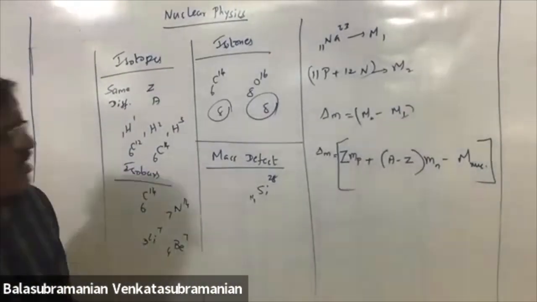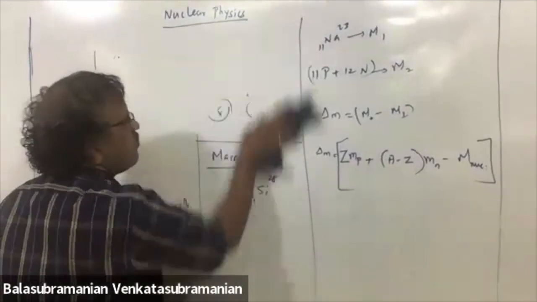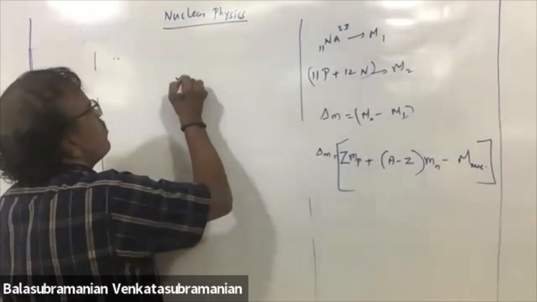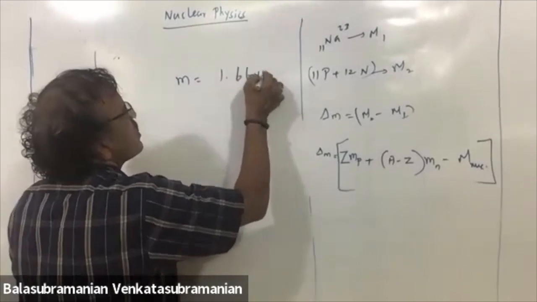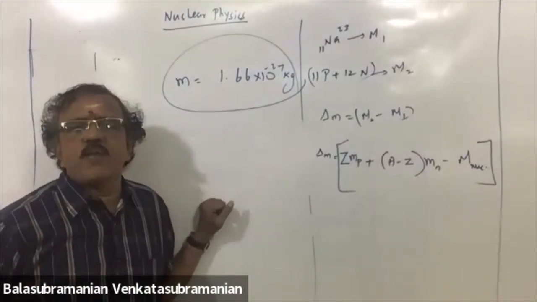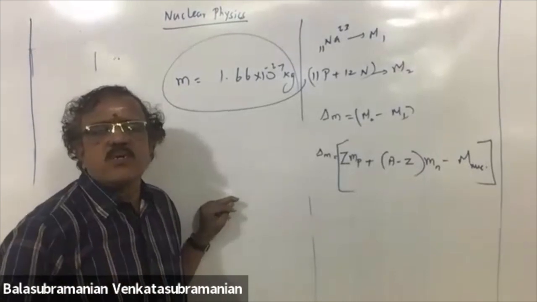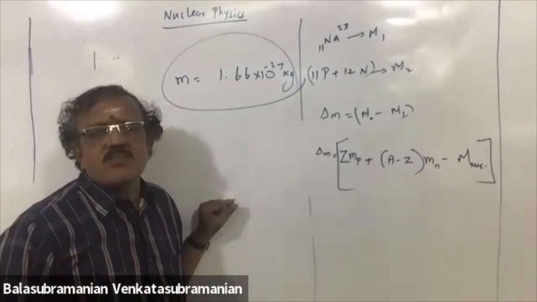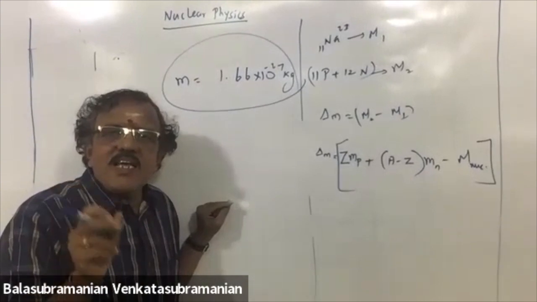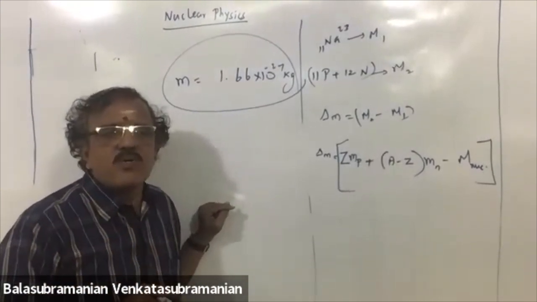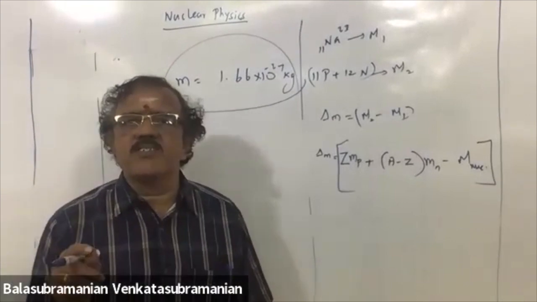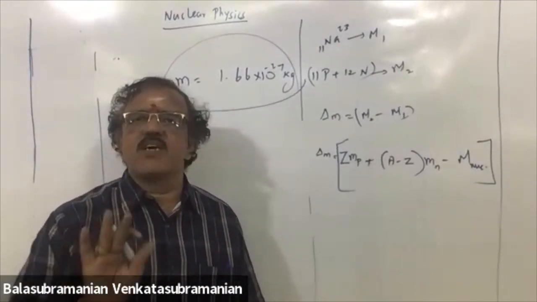Generally, the mass of protons and neutrons will be in the order of 1.66 into 10 power minus 27 kilogram. Electron mass, we know, is 9.1 into 10 power minus 31 kilogram. We are studying here only nuclear mass, which means proton mass and neutron mass. Actually, neutron mass is slightly more than that of proton. The nearest value of proton and neutron mass is 1.66 into 10 power minus 27 kilogram.